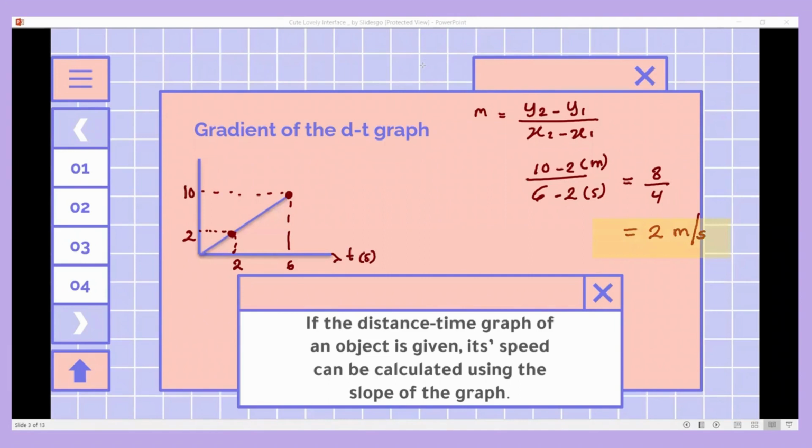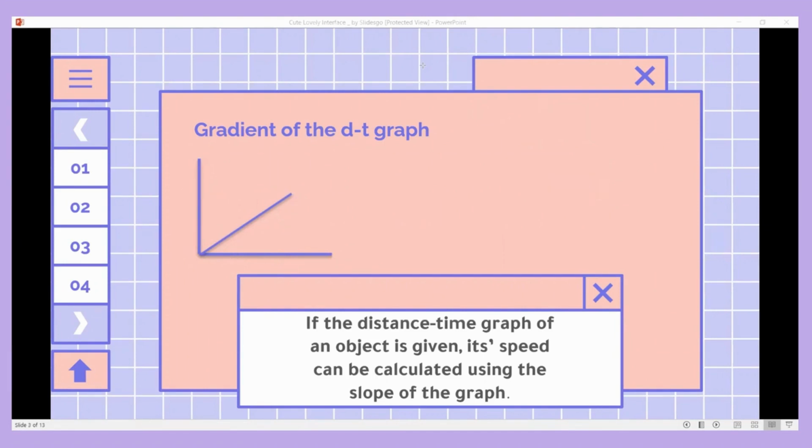If meter per second is the unit of the velocity, and it is the unit of the gradient of the dt graph, we can conclude that the gradient or the slope of the dt graph gives us the speed. So the speed, the velocity, can be calculated using the slope of the dt graph.